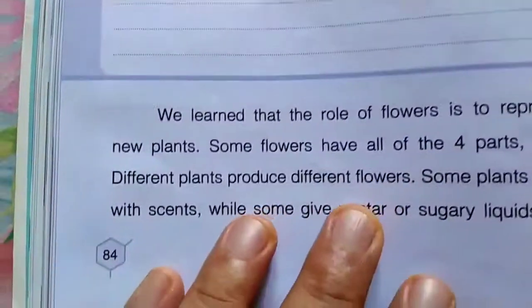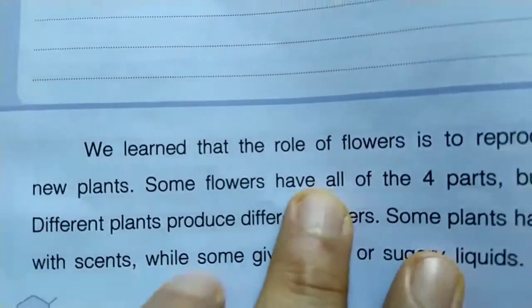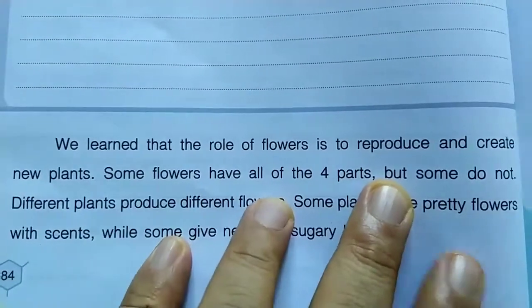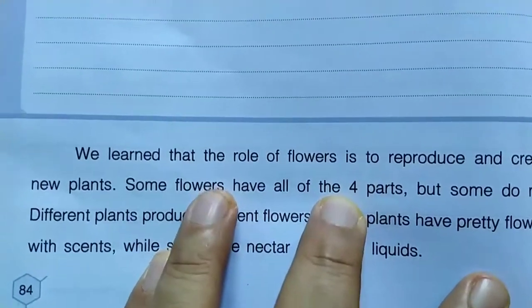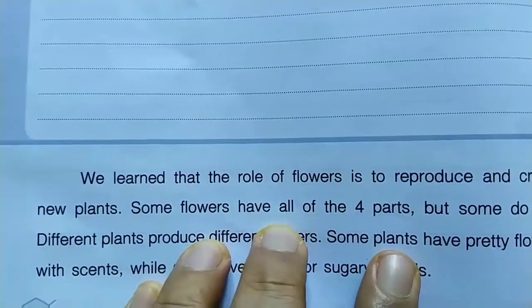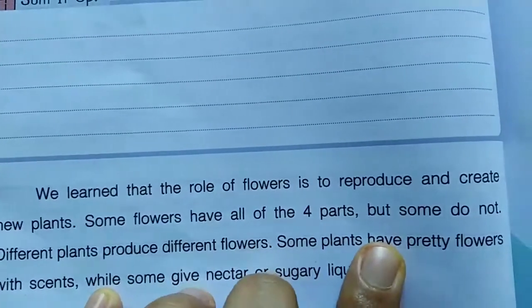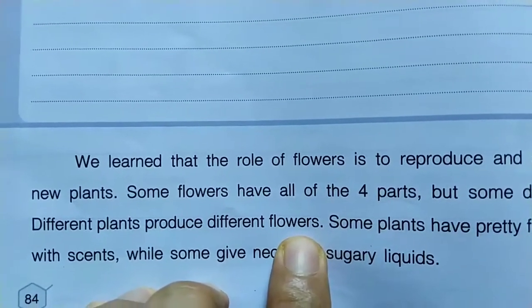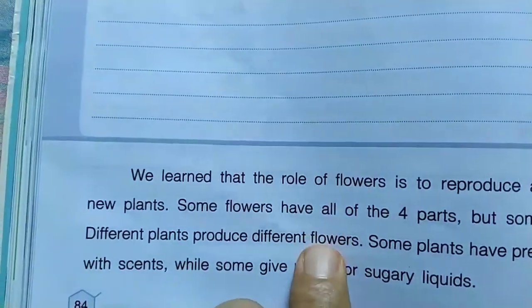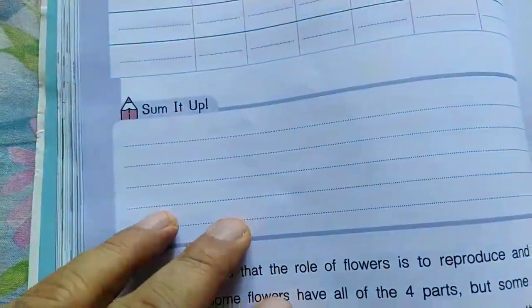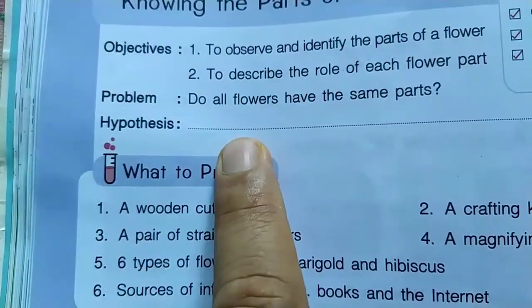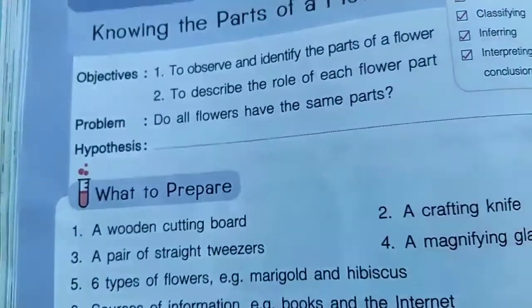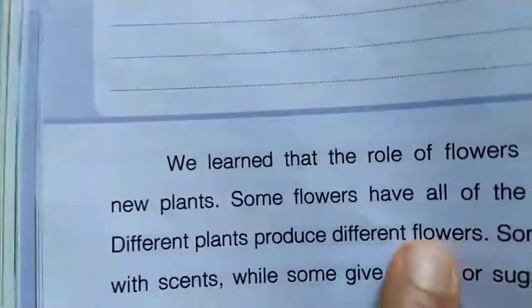But we need to learn. Now, we learned that the role of flowers is to reproduce and create new plants, right? Yes. So some flowers have all of the 4 parts, but some do not, alright? Different plants produce different flowers. So the study shows in here that it is correct. The hypothesis here says that all flowers do not have the same parts. And so it is correct here.